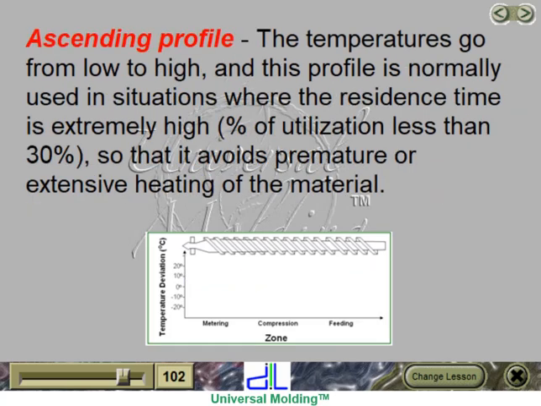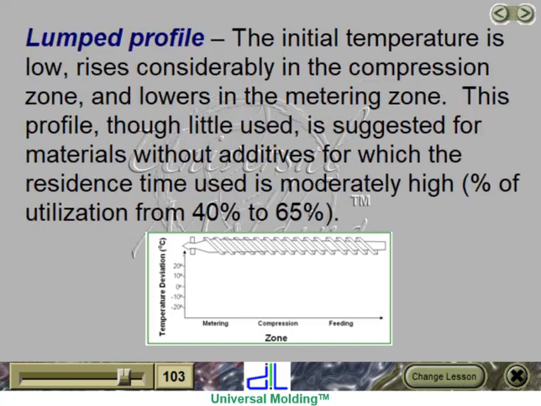Ascending profile. The temperatures go from low to high, and this profile is normally used in situations where the residence time is extremely high, percentage of utilization less than 30%, so that it avoids premature or extensive heating of the material. Lumped profile. The initial temperature is low, rises considerably in the compression zone, and lowers in the metering zone. This profile, though little used, is suggested for materials without additives for which the residence time used is moderately high, percentage of utilization from 40 to 65%.